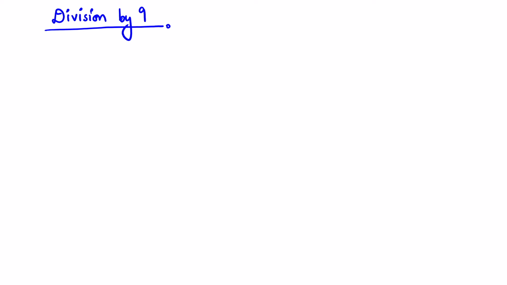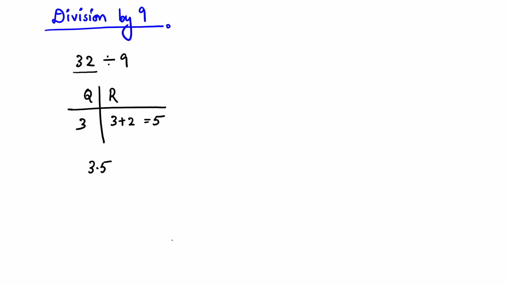Now let's take an example of 32 over 9. So you will be having quotient and remainder. Quotient is nothing but first digit of this number 32, which is 3. And remainder is nothing but sum of the digits of 32, which is 3 plus 2, so which is 5. So the answer is 3.5. Okay, it's that easy, right?